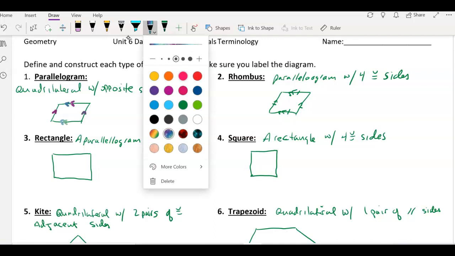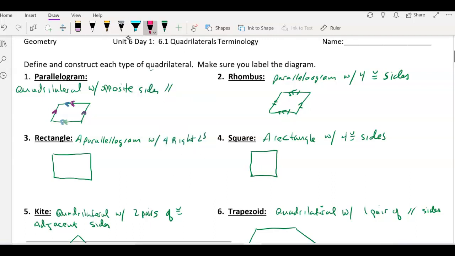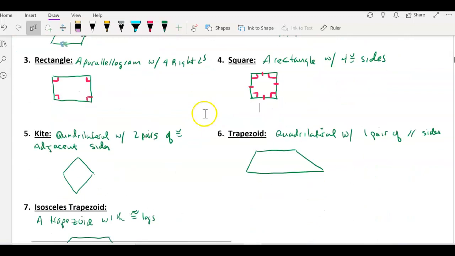Okay, the next one, a rectangle. When we talk about a rectangle, it's a parallelogram because opposite sides are parallel, but it has four right angles. Okay, and then a square is basically a rectangle, but not only is it a rectangle, all four sides are congruent. Okay, remember you can always pause the video to write stuff down.